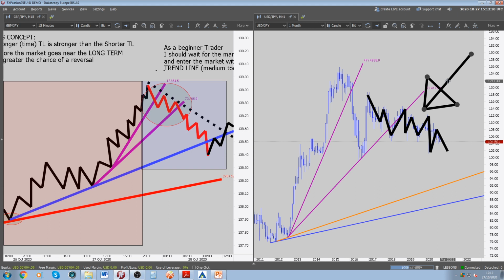Talking about USD JPY monthly chart, don't mix apples with bananas. We are not in a downtrend on the USD JPY monthly chart. We are in an uptrend. Well, what is a trend line? A trend line is a tool that confirms the trend. And the blue one, the long-term uptrend line, and the orange one, the medium-term trend line, are not broken.